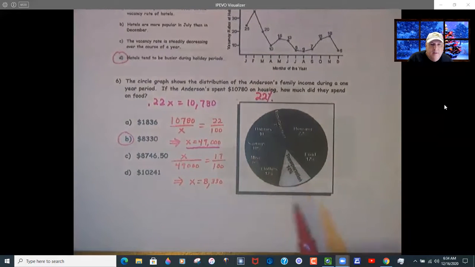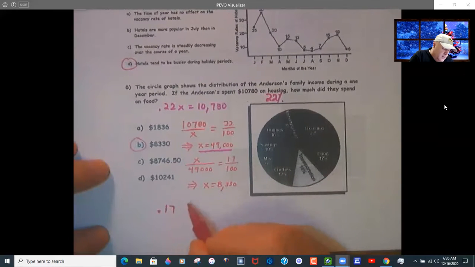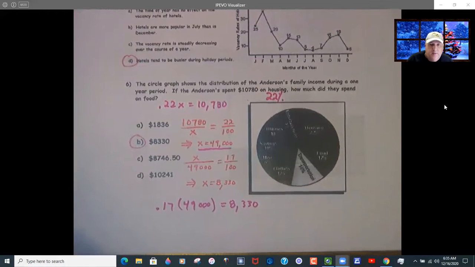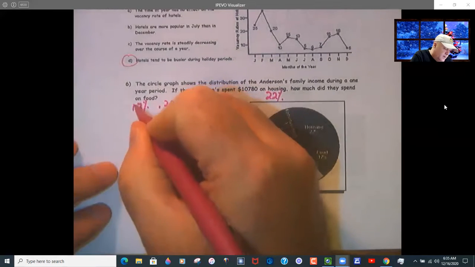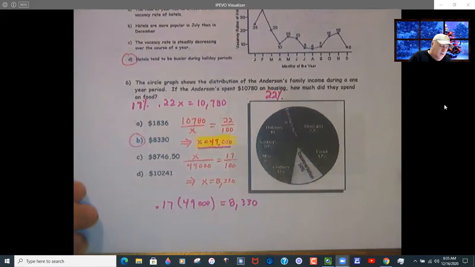So then it's 17% on food. So then you do 17% of 49,000, which is 8330. So this still is dealing with percentages, straight percent problems, percent of the whole. Okay, 17% here. How much did they spend on food? So the key was this number here. What's the total amount they spend in 1 year? Their income, I guess, made in 1 year.